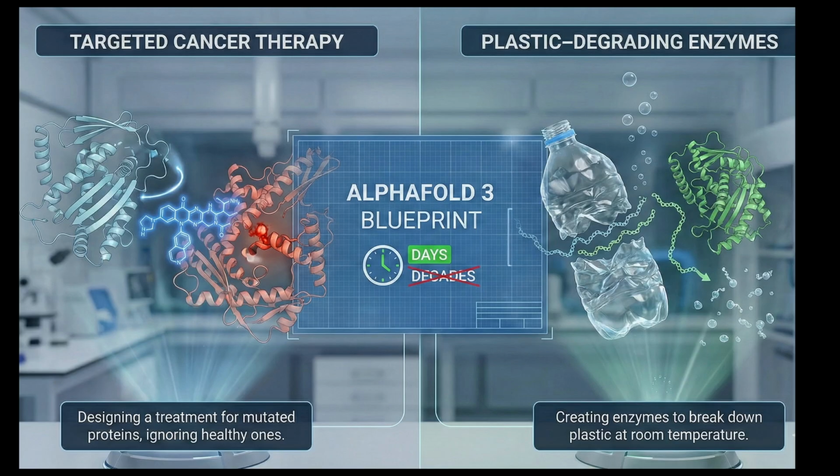Imagine designing a new cancer treatment that targets a specific mutated protein while ignoring healthy ones, or creating enzymes that can break down plastic at room temperature. AlphaFold 3 gives us the blueprint to do this in days, not decades.